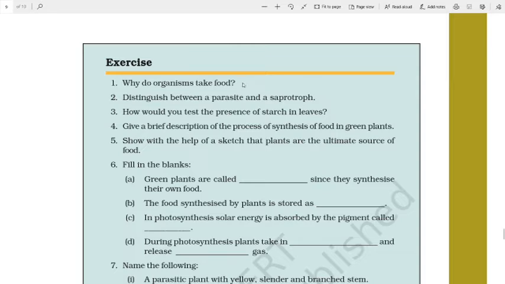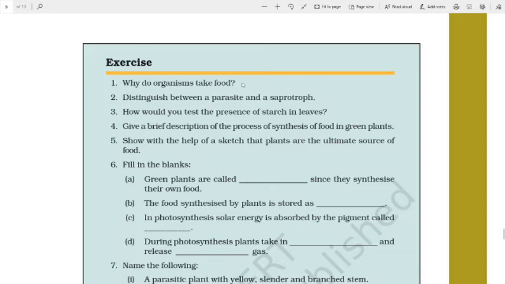You all know, organisms need to take food to get energy and perform life processes. Life processes are all the living processes happening inside the body of a living organism, for example respiration, digestion, excretion, circulation, etc. To perform these life processes, energy is required, and for energy, organisms take food.